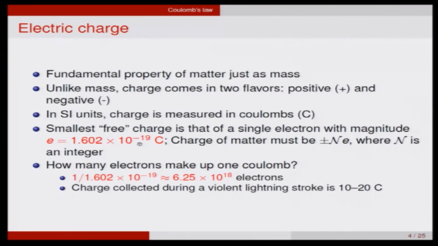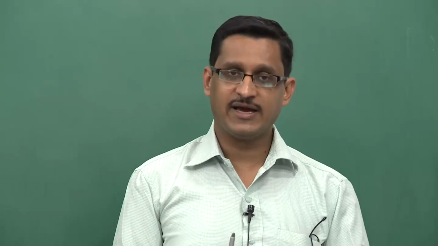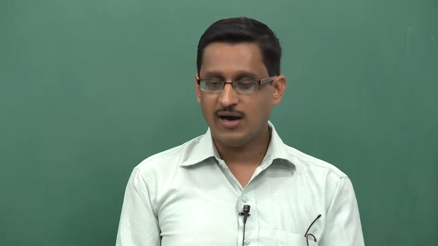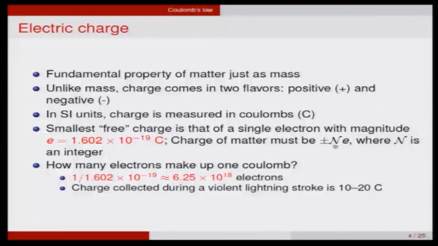Any observed charge that you might measure should always be a multiple of this number e. You can have a charge equivalent of 10 times e, or you can have a negative charge of minus 500 e, but you will always have to have an integer multiple of these charges. These are the free charges that are available to us, and this is the smallest such free charge.